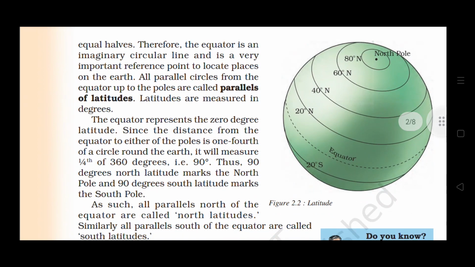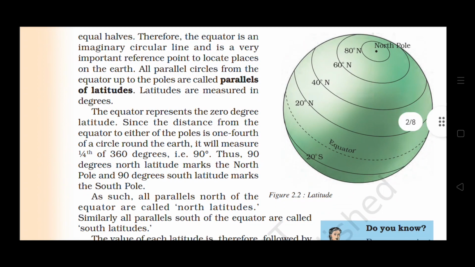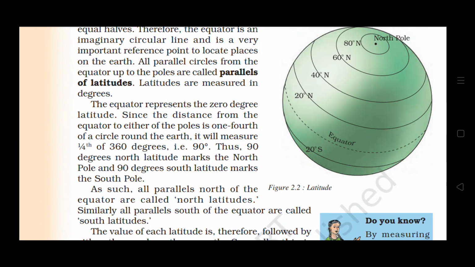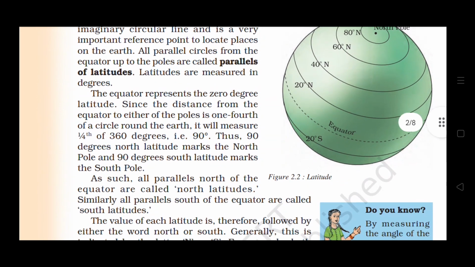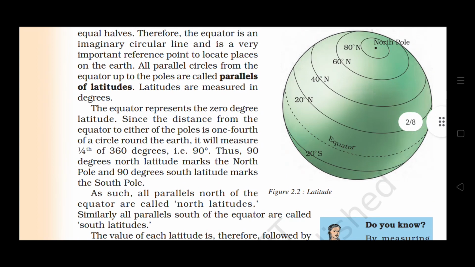Latitudes are measured in degrees, so latitude is also a mathematical term. The equator represents 0 degree latitude. Any line above the equator starts its measurement from 0 degree and goes up, 0, 1, 2, until 90 degrees, and this happens on both the northern part and the southern part respectively.